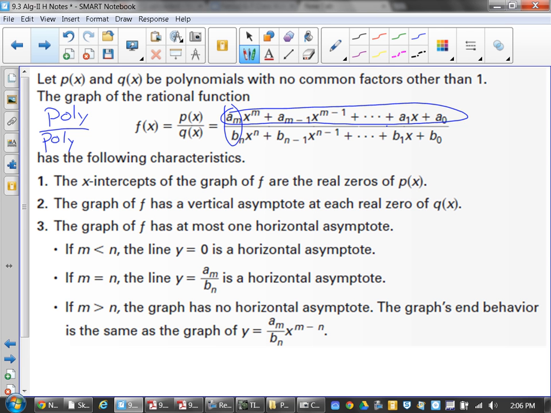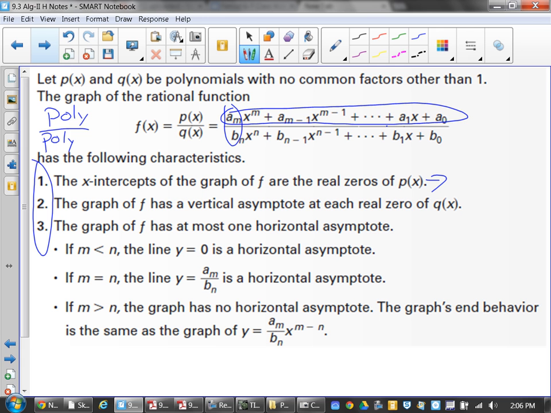So you're going to be able to figure out specific parts, and that's where these three rules come into play. The first one is the x-intercepts. The x-intercepts will always be zeros of the numerator. Basically, it's factoring and finding your zeros. The vertical asymptotes will always be the zeros of the denominator, because you can't divide by 0. You've been doing that. That's not a big deal.